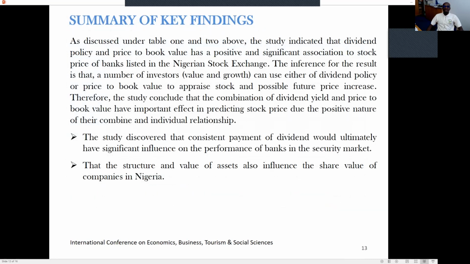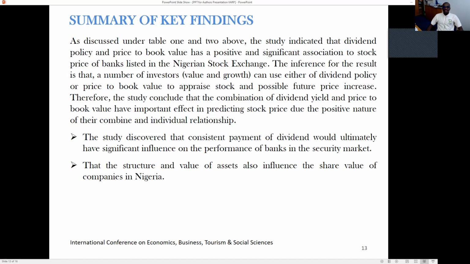Summary of key findings. As discussed under Tables 1 and 2 above, the study indicates that dividend policy and price to book value have a positive and significant association with the stock price of banks listed on the Nigerian Stock Exchange. The inference from the result is that a number of investors, both value and growth, can use either dividend policy or price to book value to appraise stock and possible future price increases. Therefore, the study concluded that the combination of dividend yield and price to book value has an important effect in predicting stock price due to the positive nature of their combined and individual relationship.